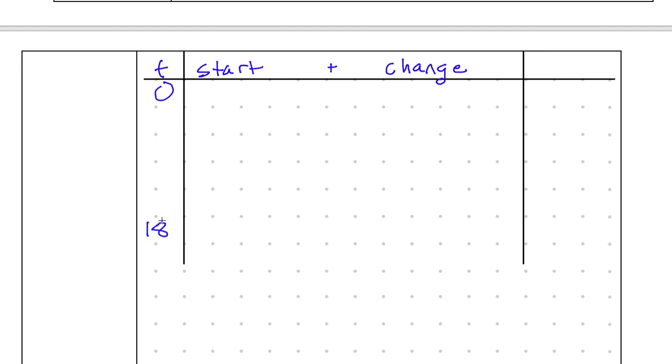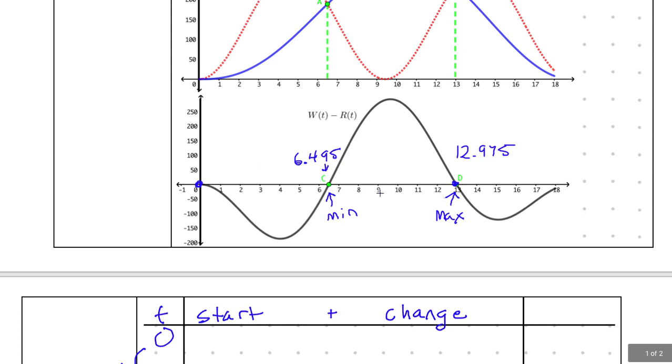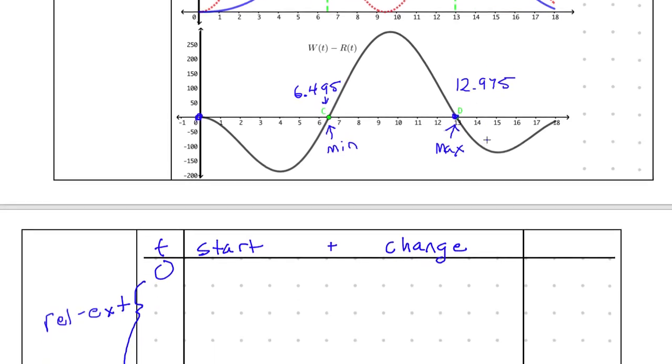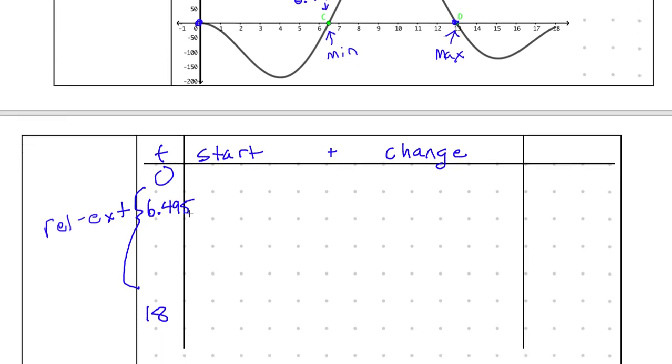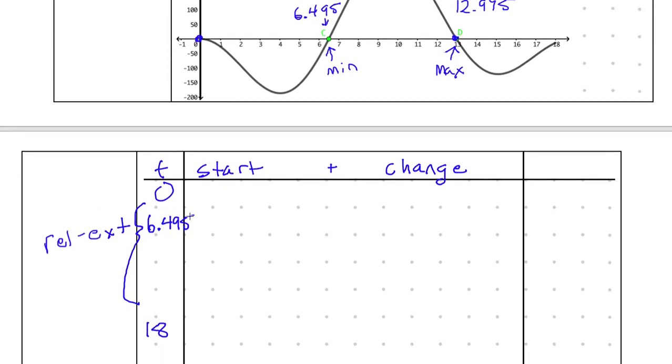And the third thing that we need to check are all your relative extrema. I'll make a note here. All your relative extrema are in this area right here. And relative extrema, the definition of that is where do you have a sign change for your rate. And this is a graph of your rate. So there's a sign change right here at 6.495 and a sign change here at 12.975. So I'll say 6.495. I maybe should have shifted this table a little bit to the right. And 12.975.